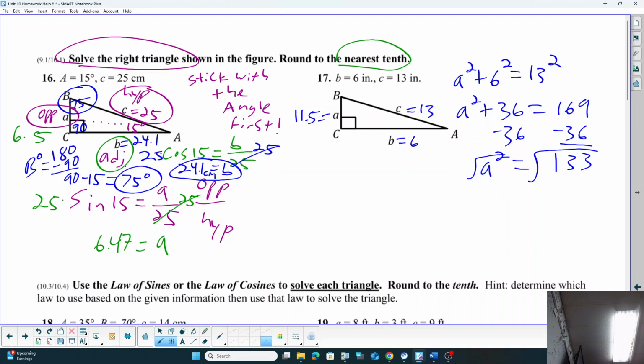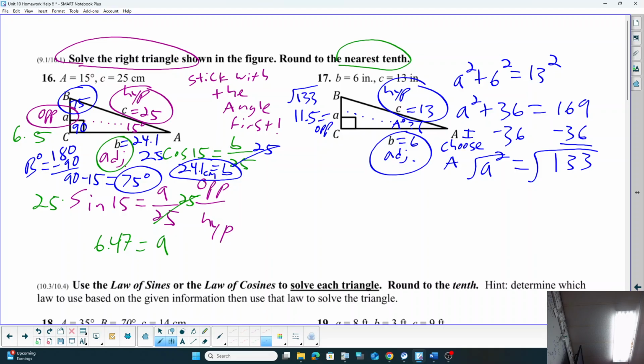Now you have to decide if you want to find opposite or adjacent. I would go for these two, right? I would always go for the hypotenuse, and then choose an angle. I choose A. You could have chosen B, but I chose A. You have to choose and stick with it. So that means this is going to be the opposite side, and this is going to be the adjacent side. And so we're going to use adjacent and hypotenuse to solve for the missing angle A.